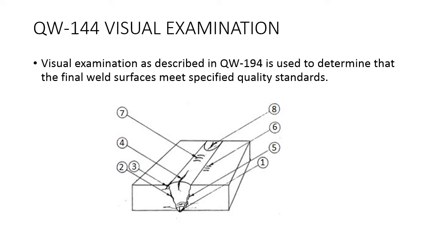Visual examination, QW-194. Visual examination as described in QW-194 is used to determine that the final weld surfaces meet specified quality standards. So when you do a test plate or you qualify a welder, first thing you're going to do is look at it. Is this thing acceptable to the acceptance criteria? Yes or no? And then you're going to go on from there. But if you got a bunch of cracks or other defects in the surface of your weld, you're going to want to give it another run, right?